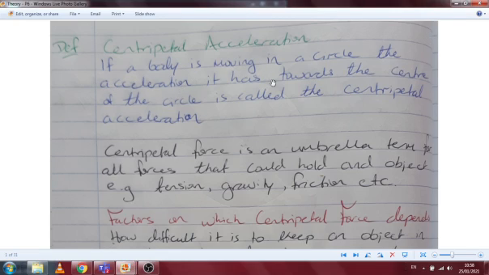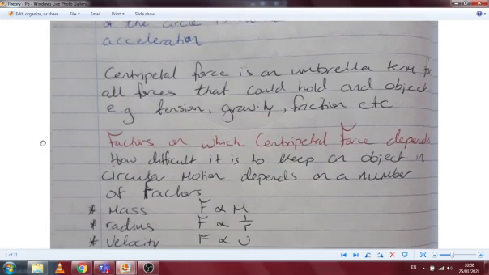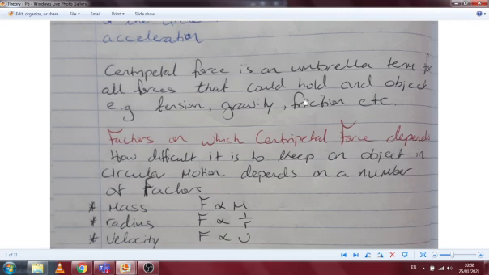Moving on then to look at centripetal acceleration. So the definition, if a body is moving in a circle, the acceleration it has towards the center of the circle is called the centripetal acceleration. So again, that's a definition we need to know. Centripetal force is an umbrella term for all forces that could hold an object, so any force that would keep the object in this circle. So I like the phrase umbrella term, so it's a catch-all term, so it will account for many different forces.